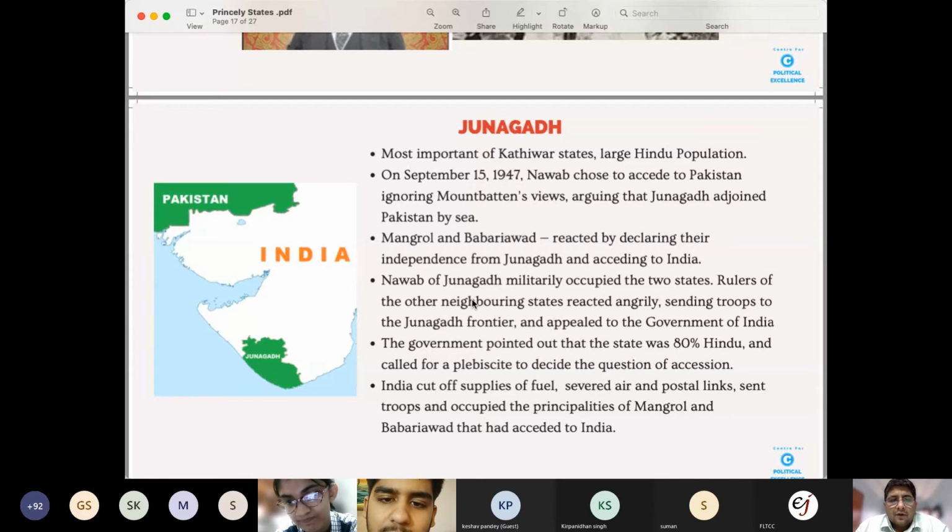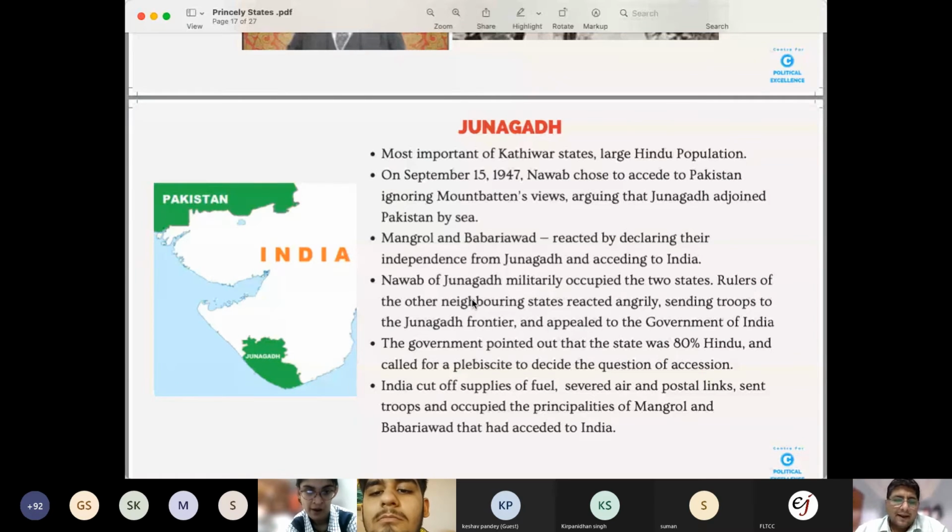Now, there were two states, Mangrol and Babriawad. So these two princely states reacted and they said that we are acceding to India. We don't want Junagadh to join Pakistan because nowhere we are connected to Pakistan, and majority of the population here is Hindu, and this would defy the whole idea of two nation theory.